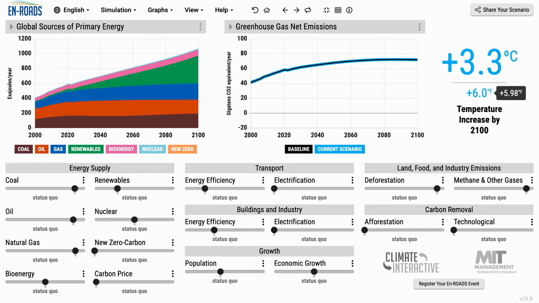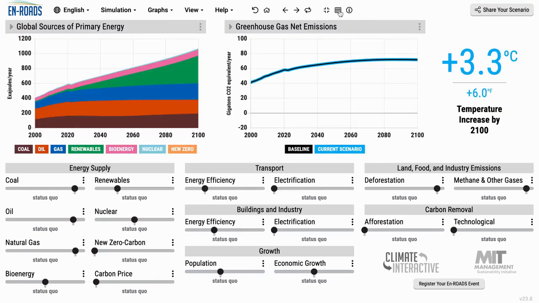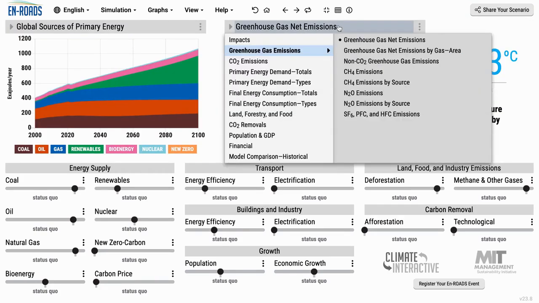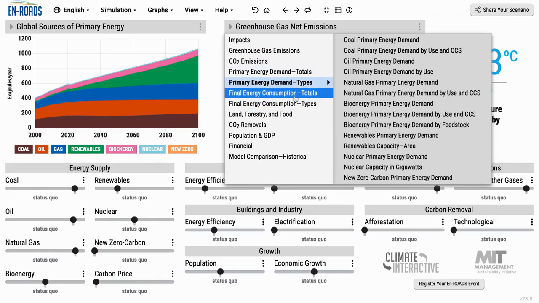Our top 12 graphs range from the drivers of the economy and energy demand, the costs of various supplies of energy, the use of energy, carbon dioxide emissions, greenhouse gas emissions, temperature, and sea level rise as one impact. You can also see over 100 graphs in various areas here in these graph views.